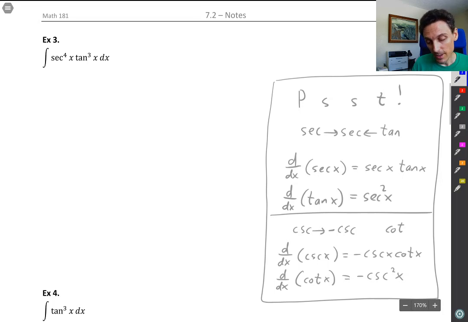Now, we either want to save a secant squared x or a secant x tangent x. Let's try saving a secant squared x off to the side and see where that gets us. We'll try saving a secant squared. If we do that, we're going to have two secants left. So we'll have a secant squared left.